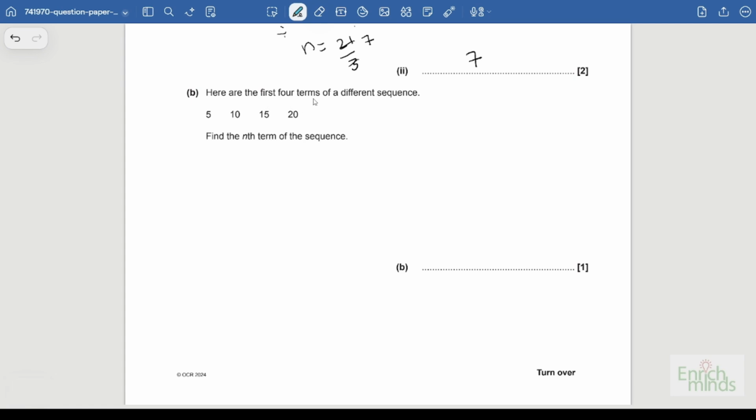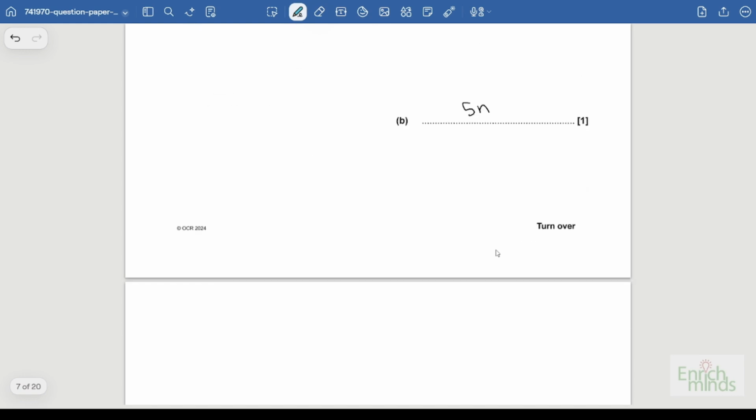Here are the first 4 terms of a different sequence. Find the nth term of the sequence. Now we see the terms of the sequence here are 5, 10, 15, 20. Well, they all are the multiples of 5. So the nth term has to be something like 5n. 5 ones is 5, 5 twos is 10, 5 threes is 15. So n can take any value from 1 and it goes on. So the nth term here is 5n.